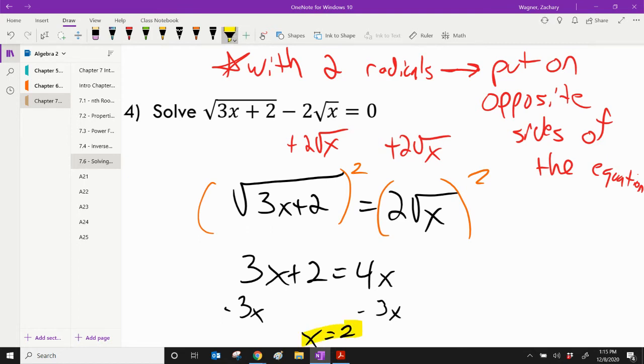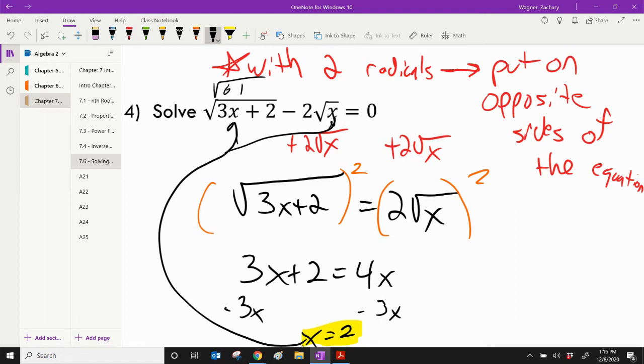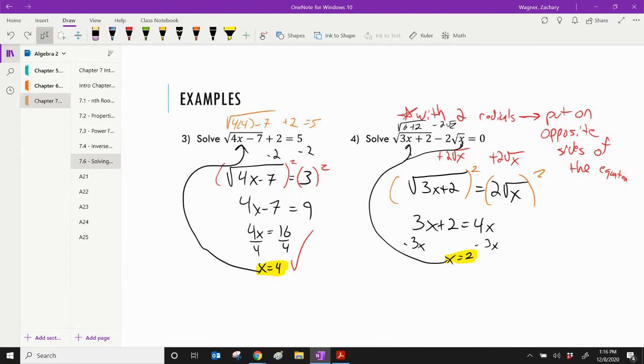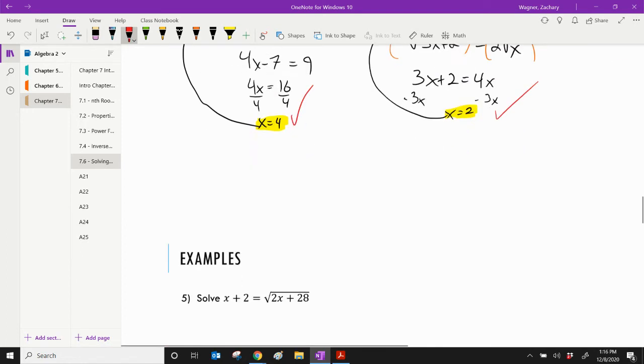Let's make sure we're plugging this back in to check. So this becomes root 3 times 2 is 6. Root 8 minus 2 root 2 equals 0. That checks out because root 8 is 2 root 2, which means they cancel out. Boom, we just checked our work. Very nice.